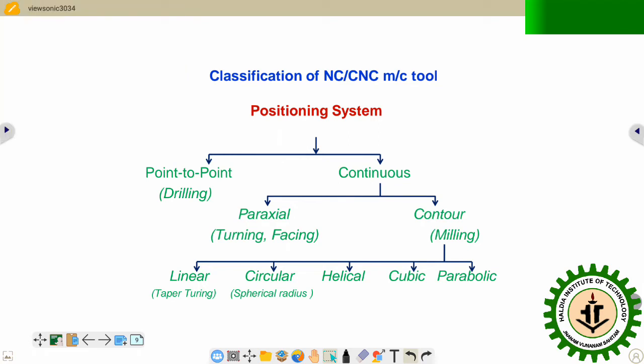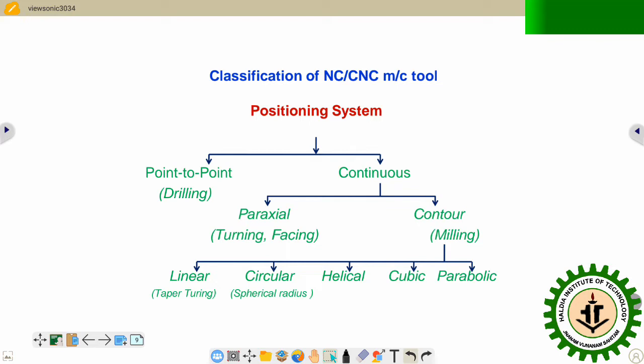Similarly, if we would like to generate some typical contour, a particular profile, you see typical profiles are there. This is a semicircular path. So this particular trajectory I would like to generate in a CNC milling. That is a typical contour I am looking for. So that is called contouring.